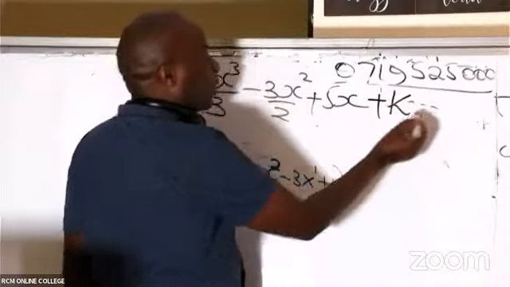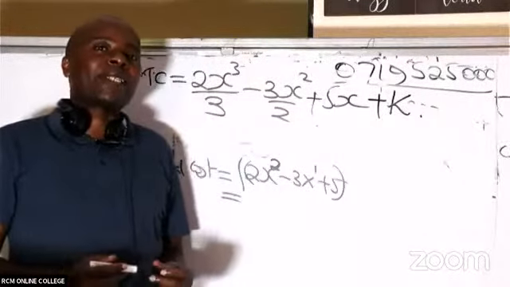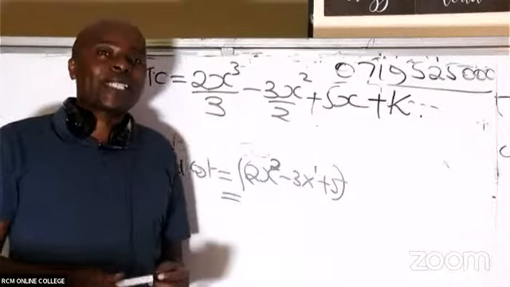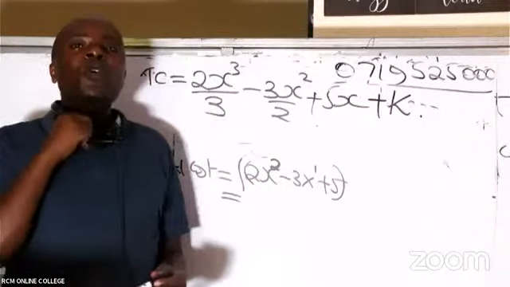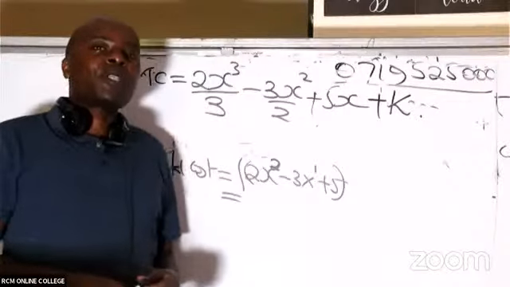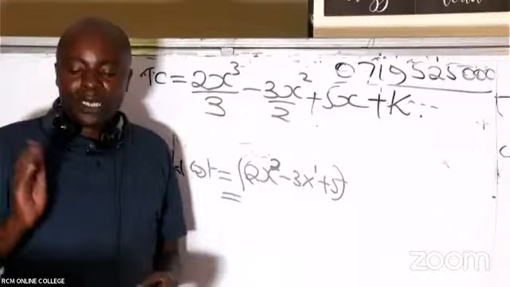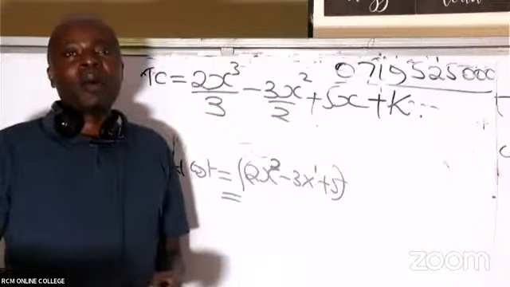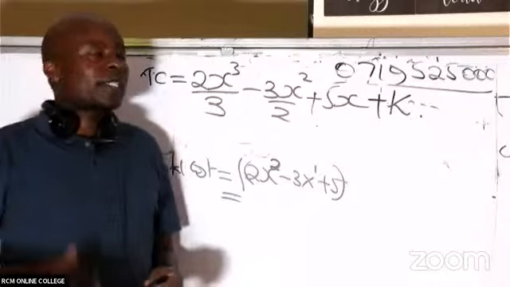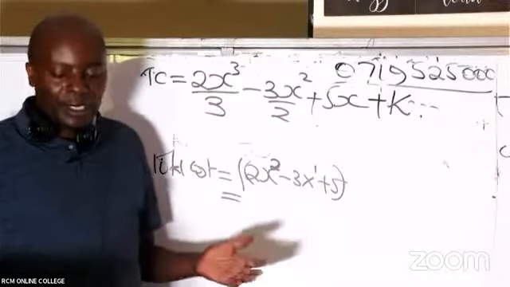Plus K. At college level, we don't use C. At college level, we use K because to us here, C is total cost. So to avoid confusion, at college level, our constant will not be C. Thank you very much for bringing that up. Our constant shall be K. So then, gentlemen, this is our total cost.